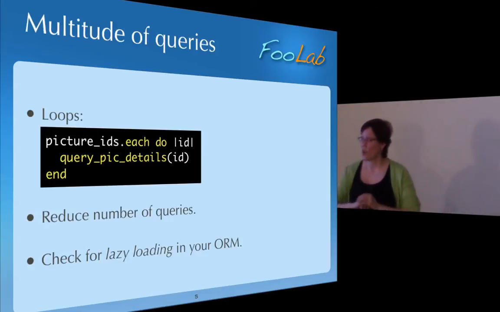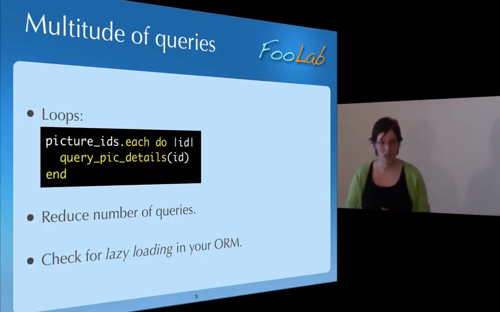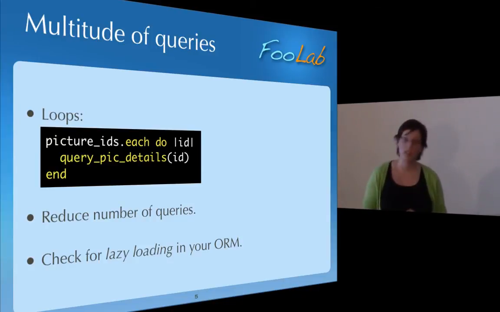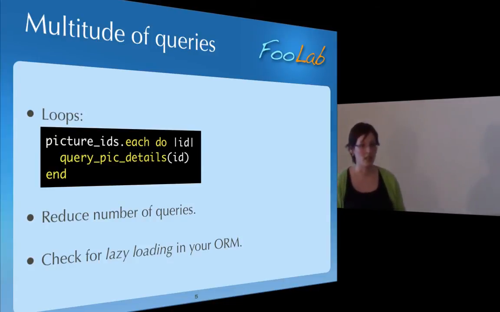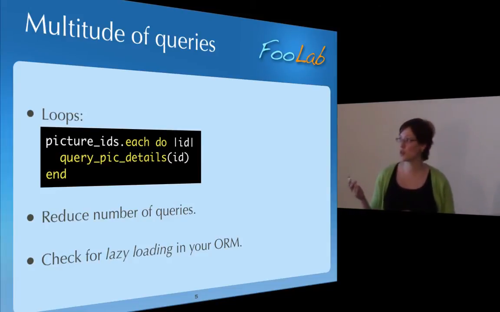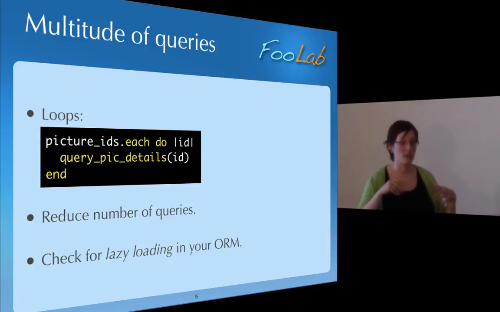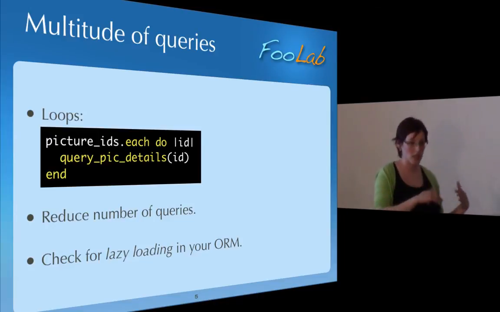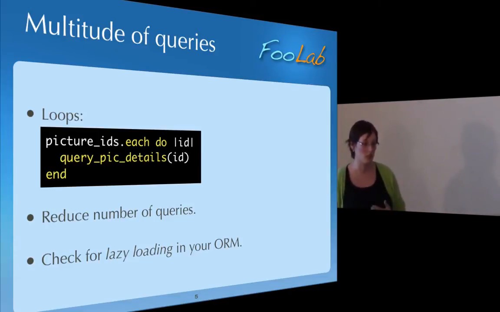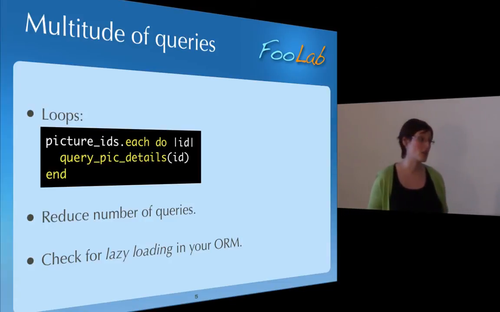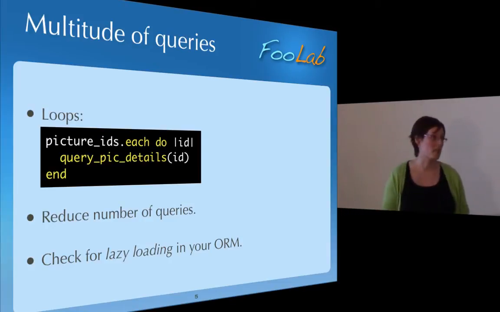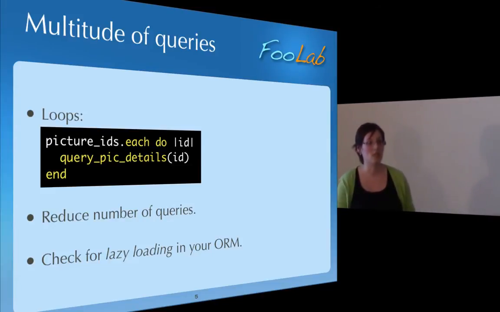Enough about me. What is slow? One of the problems that I encounter is a multitude of queries. And these often occur when you use loops in order to fetch your results. So for example, if you have picture IDs in an array and you iterate over it, and you run a query for every one of these IDs in order to fetch the information, this can create a large amount of queries. For example, if you're displaying results in a table, for each row you're going to have to fetch all this information individually. So you can reduce the number of queries.